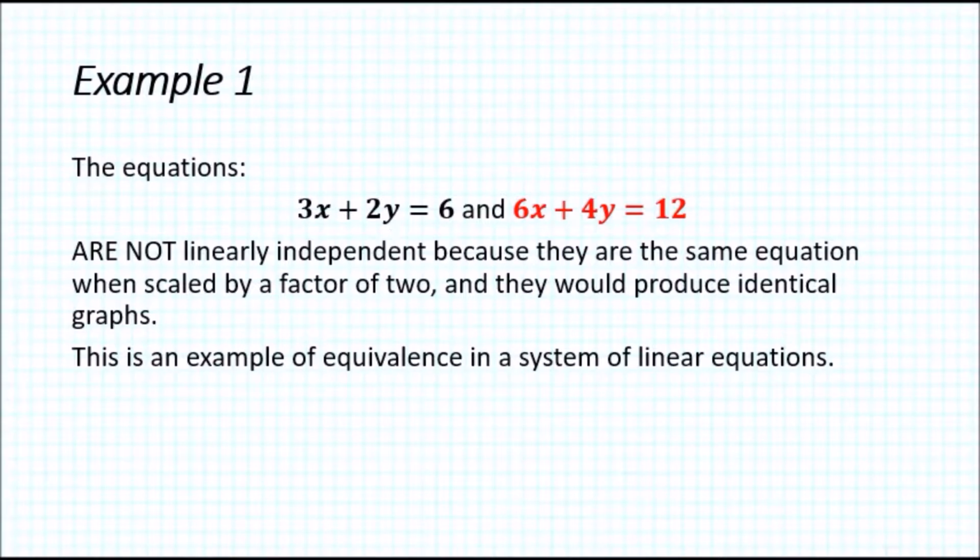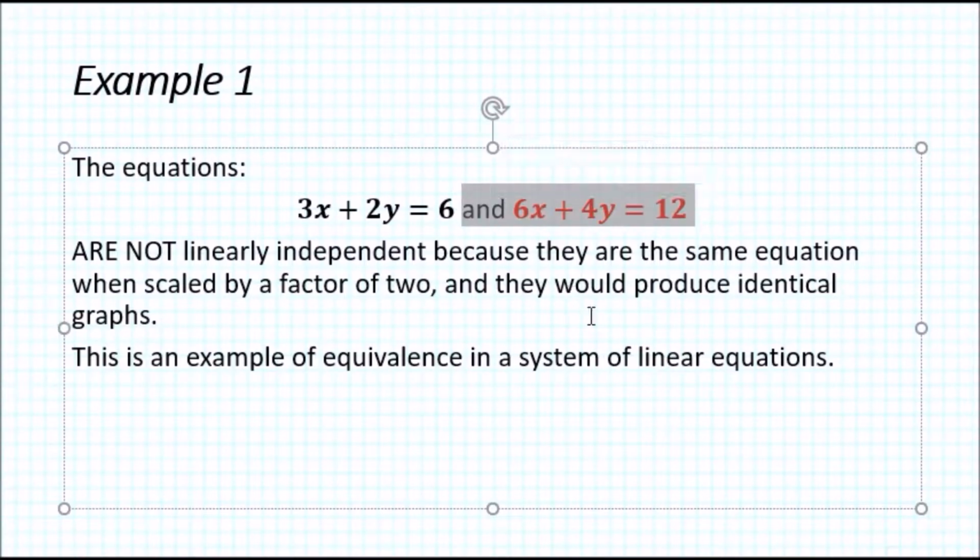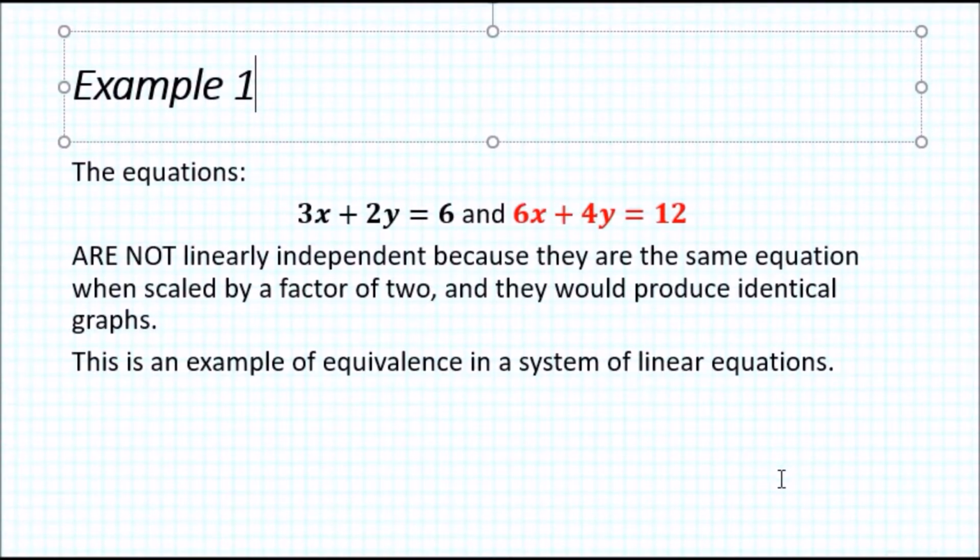Now, I presented an example here, so I've got two examples. The second example is a complicated one, but easy anyway. For this first example, I stated that 3x plus 2y equals 6 and 6x plus 4y equals 12 are not linearly independent. This is because we can clearly see that 6x plus 4y equals 12 is exactly 2 times bigger than this. So in fact, this is a combination of this. It's just a scale factor of 2. So it's not actually a unique equation. That is the main thing about this.